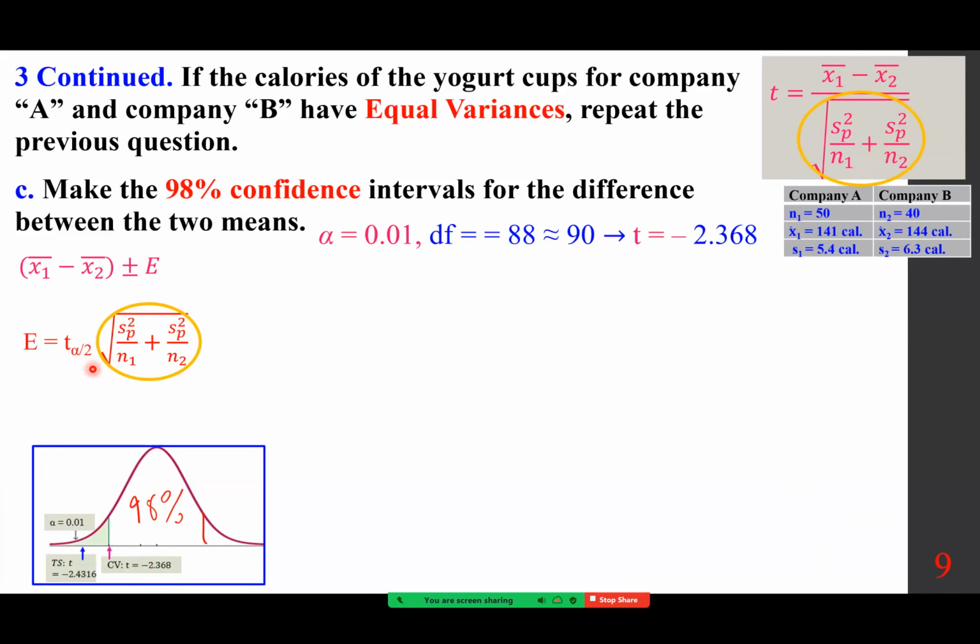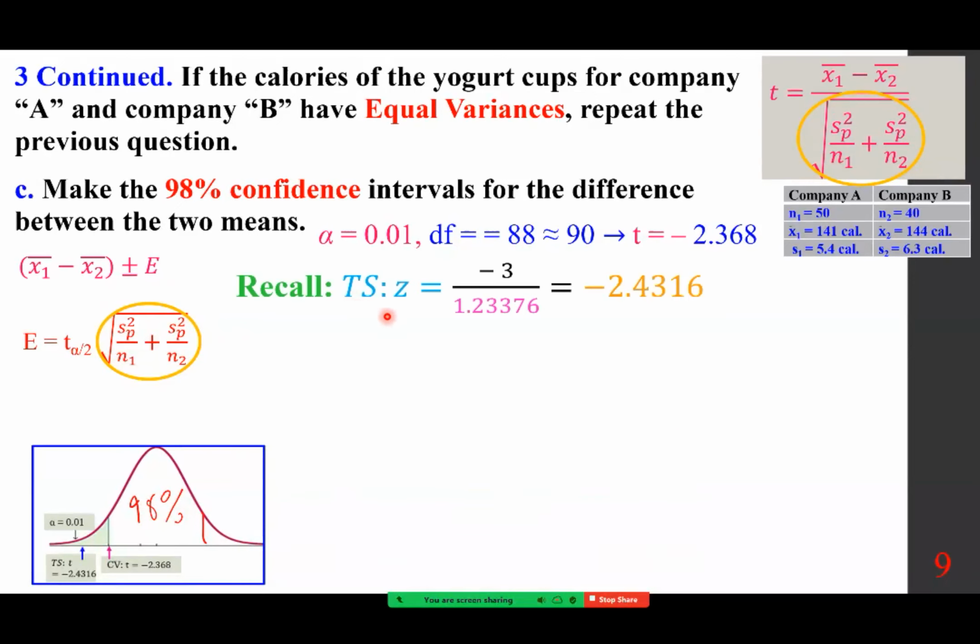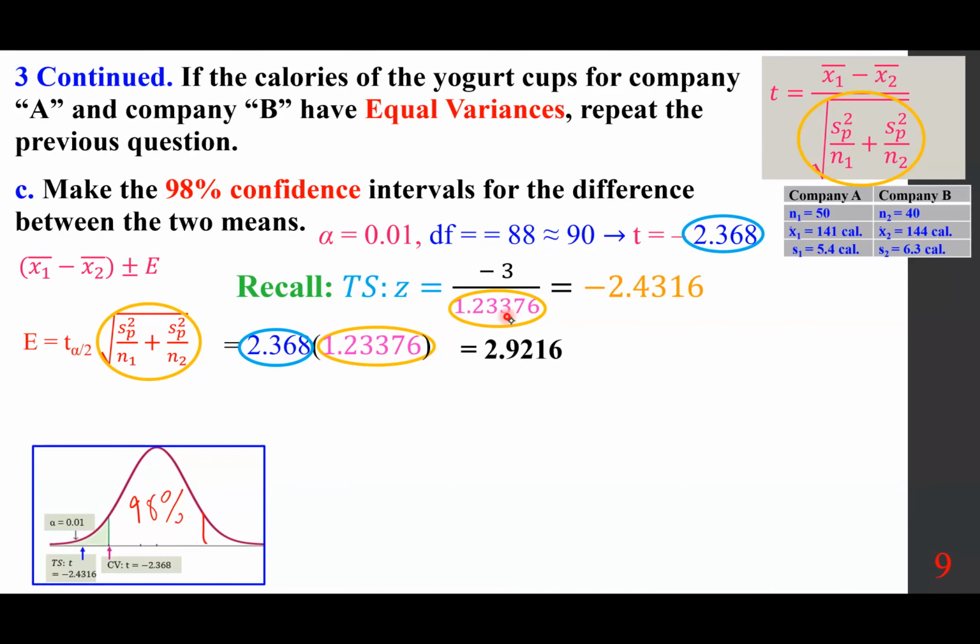And for E, t alpha over 2 squared of Sp squared over n1 plus Sp squared over n2. If you look at this part, it is identical to this part. I'm going to remind you, on the previous page, we found the numerator to be -3 and the denominator to be 1.23376. Why am I using that? Because I'm not going to do the recalculation again. I'm going to use the information from the previous page. This number is my t from the previous page. This number is this one. So I'm using this two, and I'm using this two. Makes life easier. There's really not much of a calculation, and I get 2.9216.